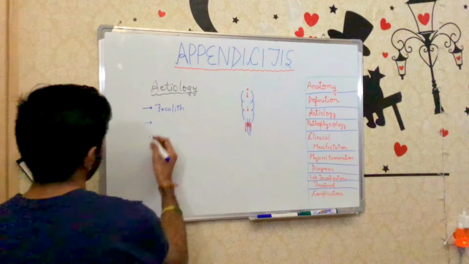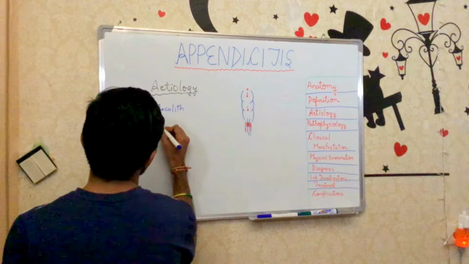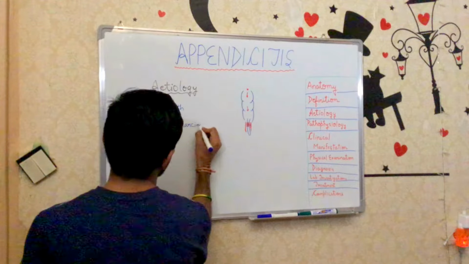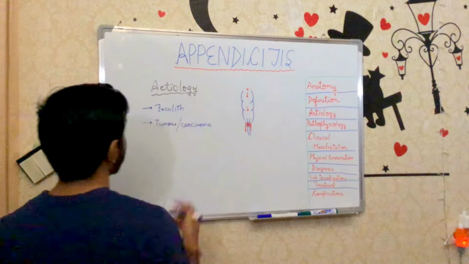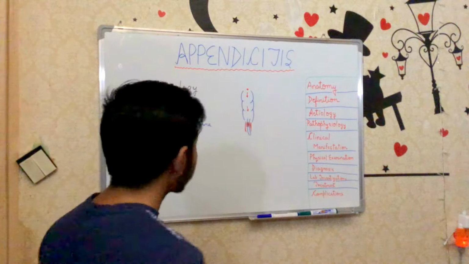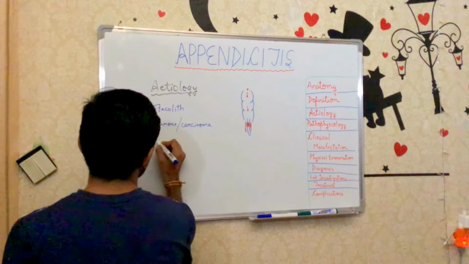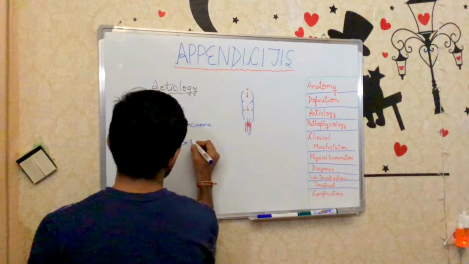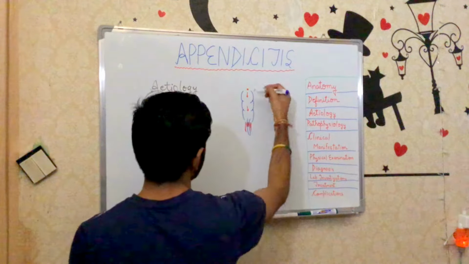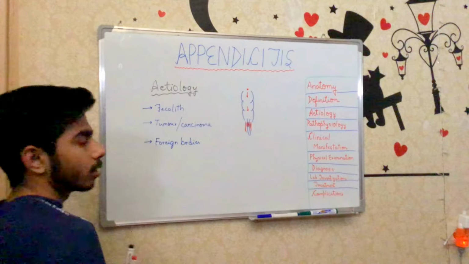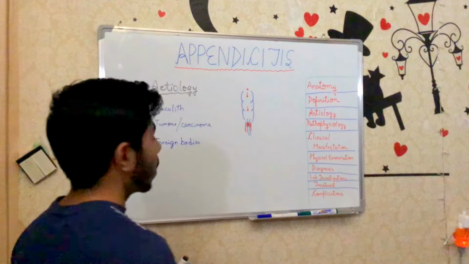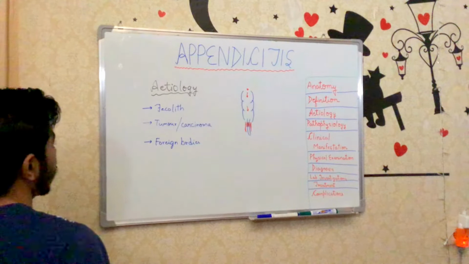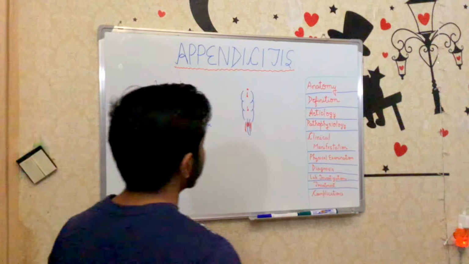Now, any tumor or carcinoma can also be a cause of appendicitis. Any foreign body can also obstruct the appendix and further cause appendicitis. Now, these were the etiological factors, what could be the etiology of appendicitis.